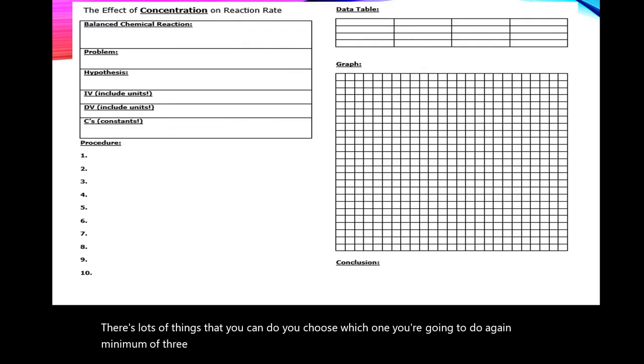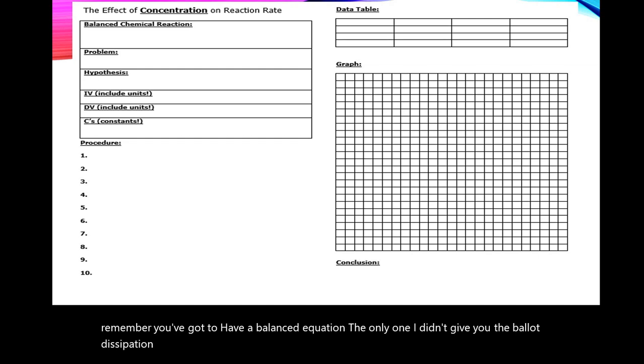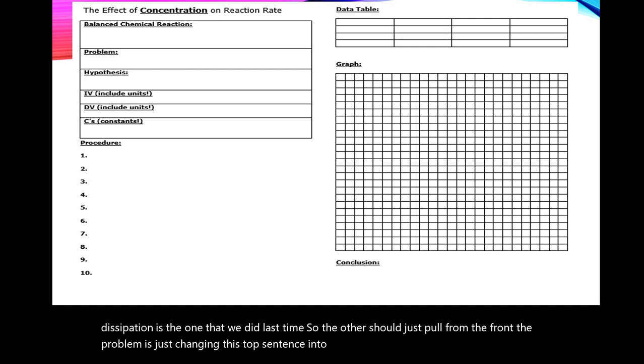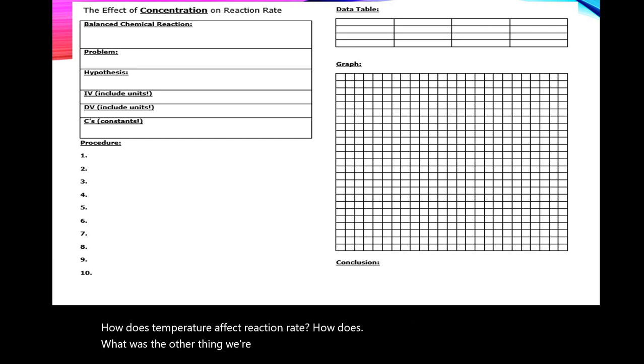You have this that we started filling out for one of them last time. Remember, you've got to have a balanced equation. The only one I didn't give you the balanced equation is the one that we did last time. So the others you just pull from the front. The problem is just changing this top sentence into how does concentration affect reaction rate? How does temperature affect reaction rate? How does, what was the other thing we're doing? Temperature, particle size, particle size affect concentration.